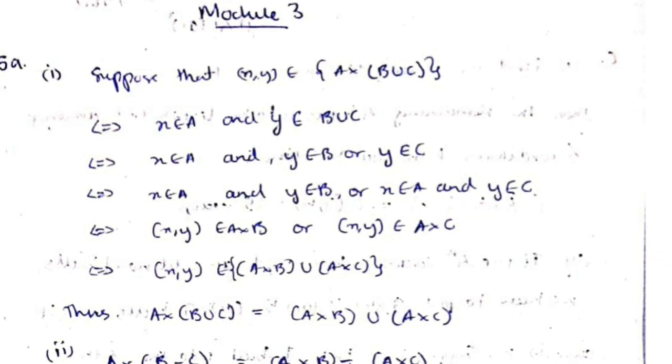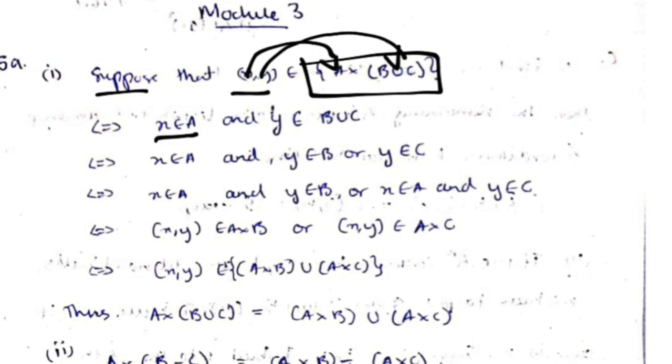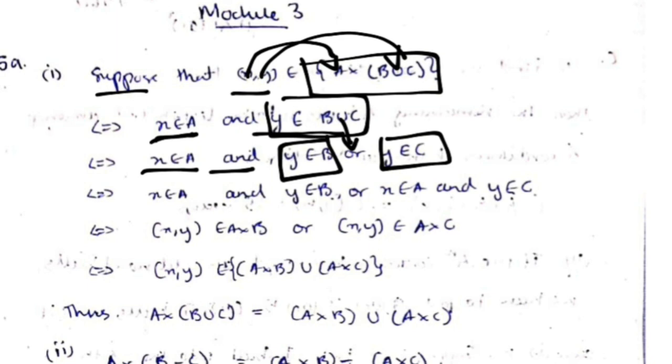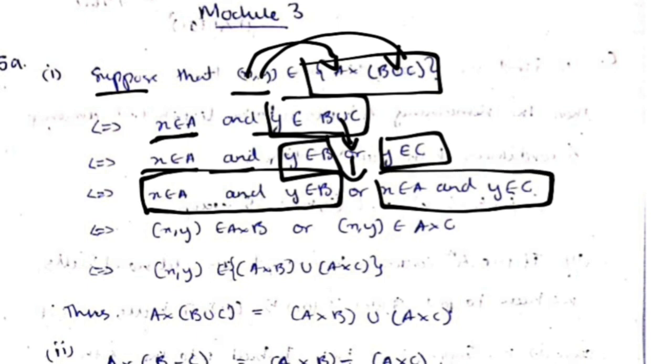So in the same way, suppose that X comma Y belongs to A cross B union C, then X belongs to A and Y belongs to B union C. Okay, union means or, intersection means and. So we can write it as Y belongs to B or Y belongs to C. Then further separating it by using the distributive rule, we will get X belongs to A and Y belongs to B, or X belongs to A and Y belongs to C.